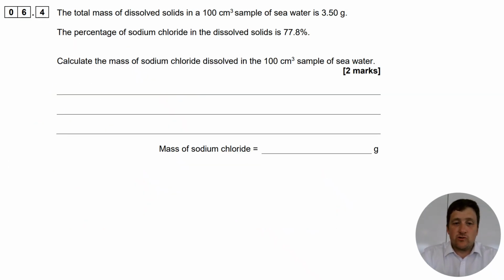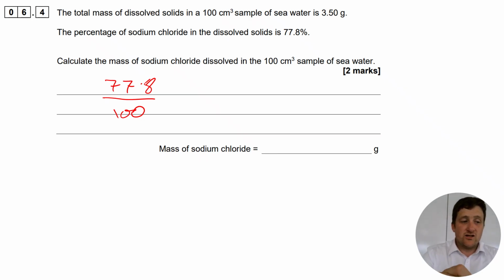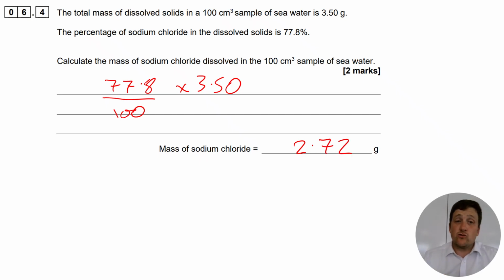Okay, calculate the mass of sodium chloride dissolved in 100 centimeters cubed. Important, first of all, is what are the units at the end? Well, they're grams. And we got 100 centimeters, so it's not too bad. Okay, but if we have 78%, well, we need to divide that by 100 straight away. That's going to make it much easier, rather than a percentage. And then we're going to times it by the total mass, which was 3.5. And if we do that, we're going to get a mass of sodium chloride of 2.72 grams. So that percentage bit, we get rid of it by doing that. Well, not really, even the 100 is the sample of seawater.